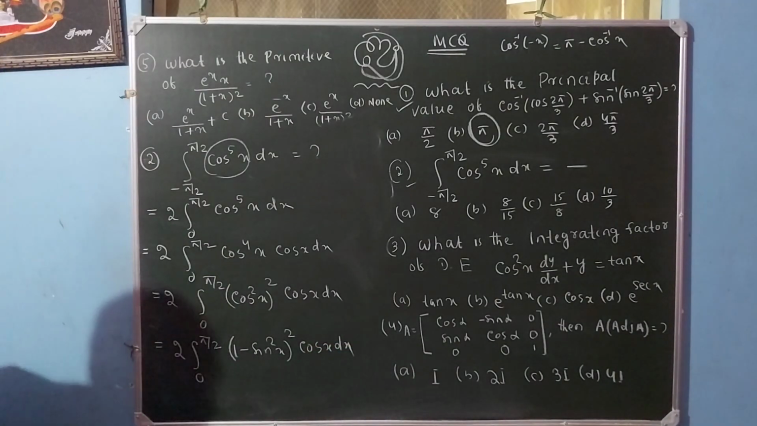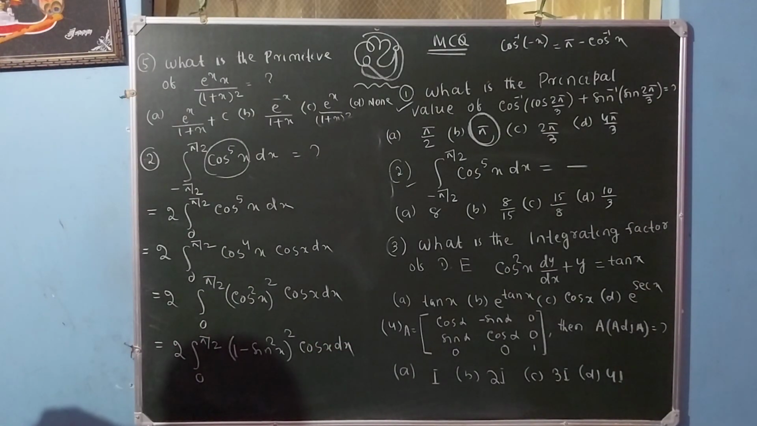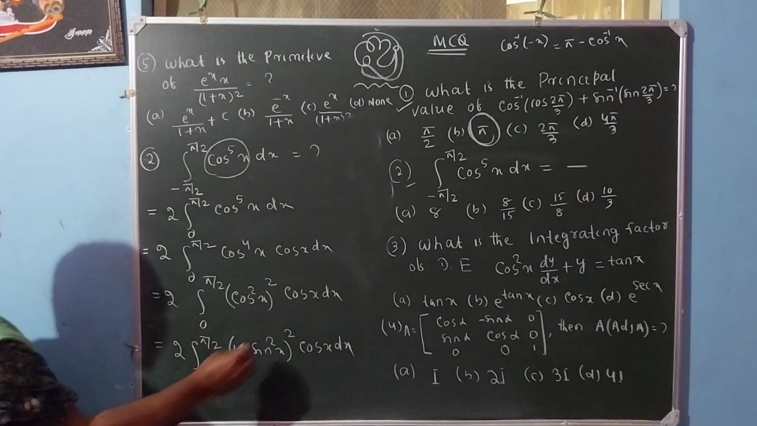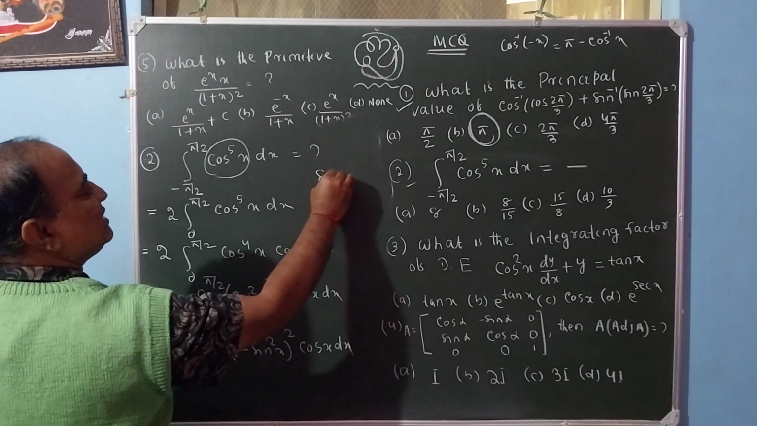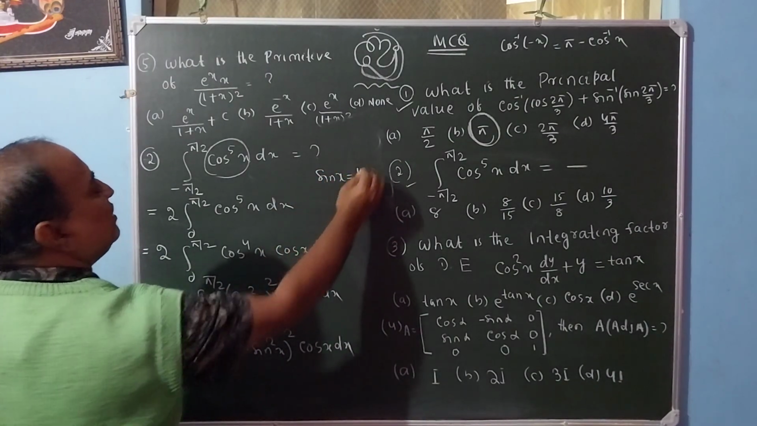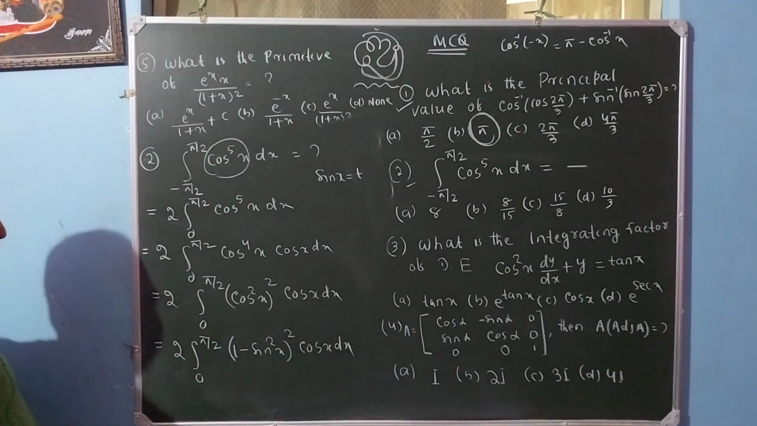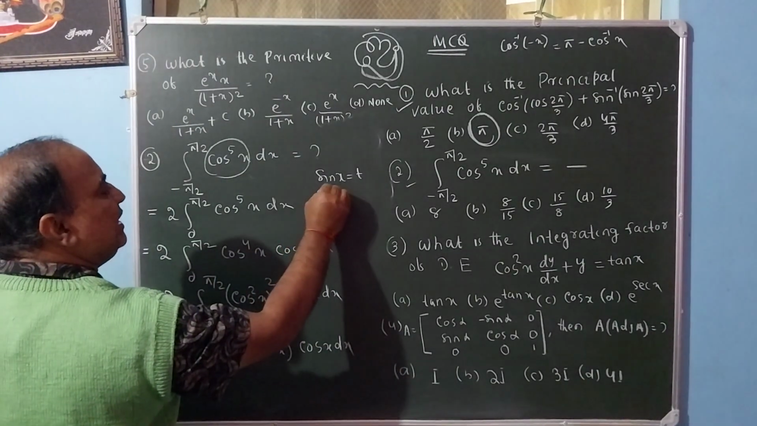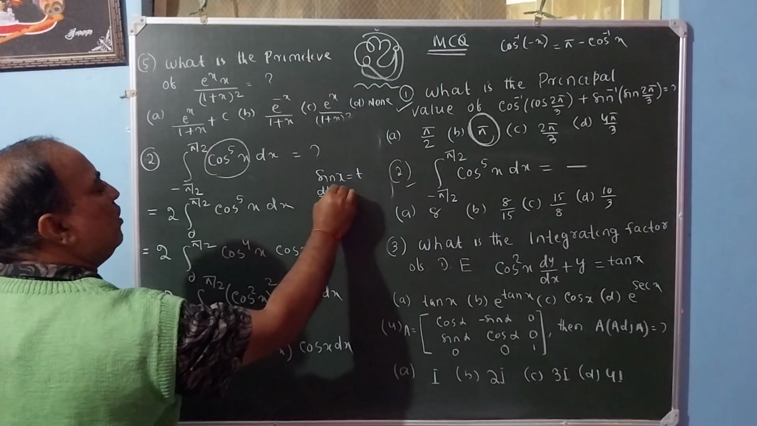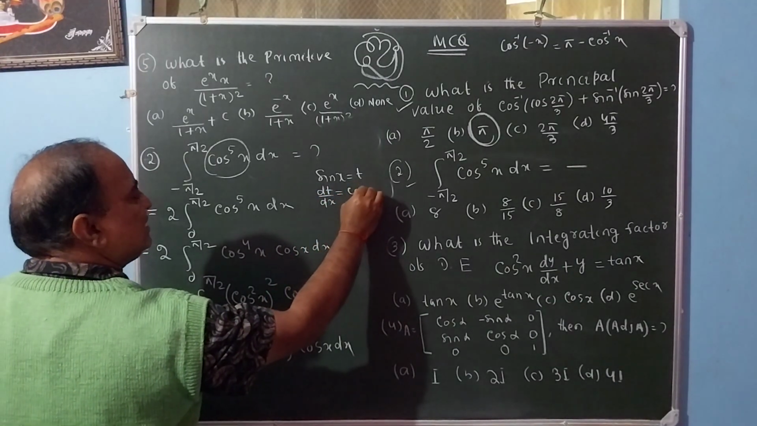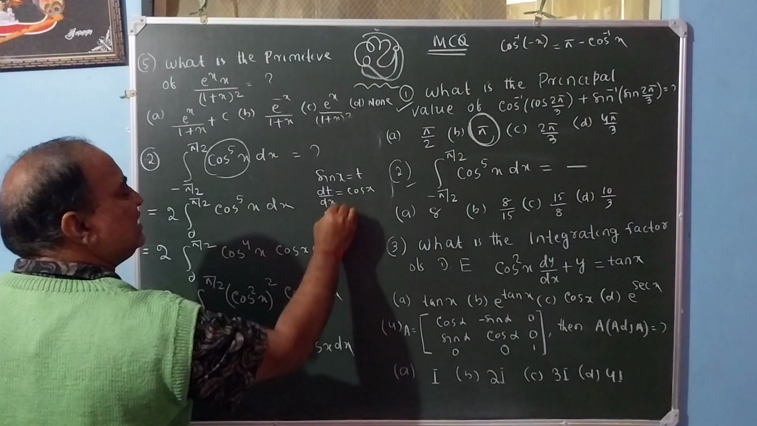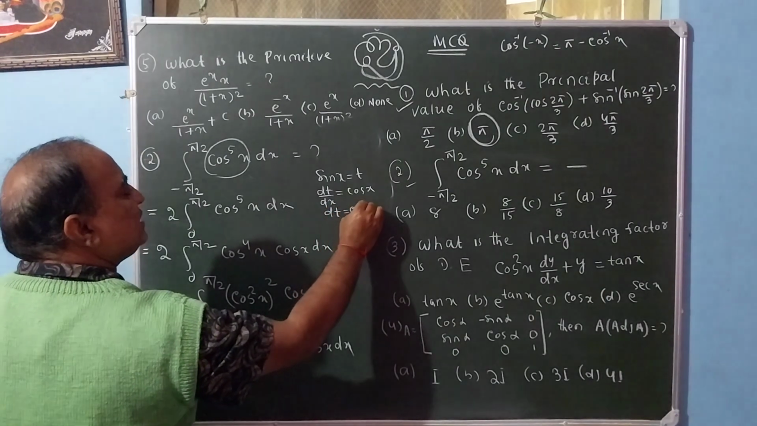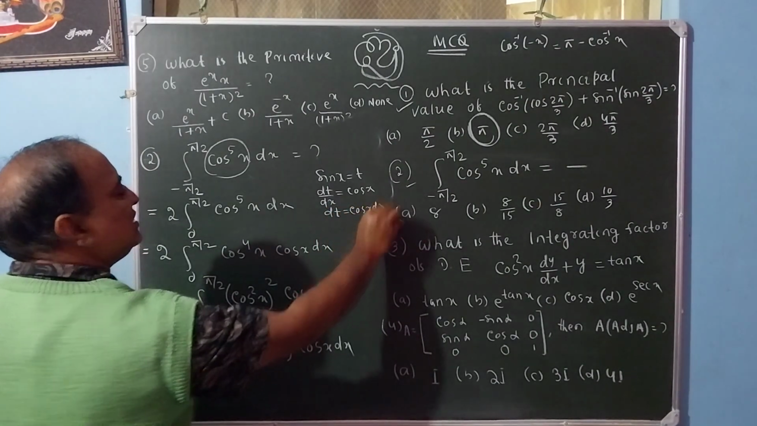Always put sin x is equal to t. Once you put this, you have to differentiate on both sides with respect to x. So dt by dx is equal to cos x, so dt is equal to cos x into dx.